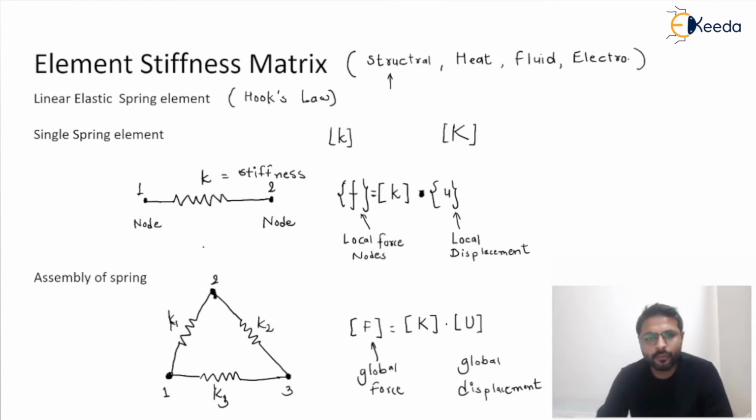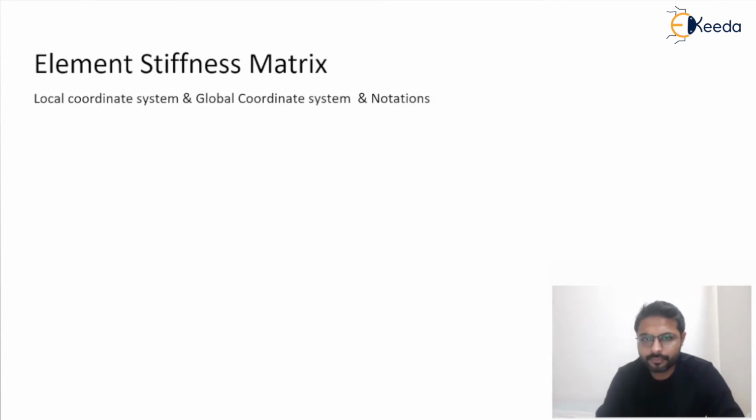So that's how we can convert one equation into matrix form. So let's understand how we can do that. As I have mentioned earlier, there will be two coordinate systems: one is the local coordinate system and the second is the global coordinate system. So how are they noted, or what are the notations of that system?